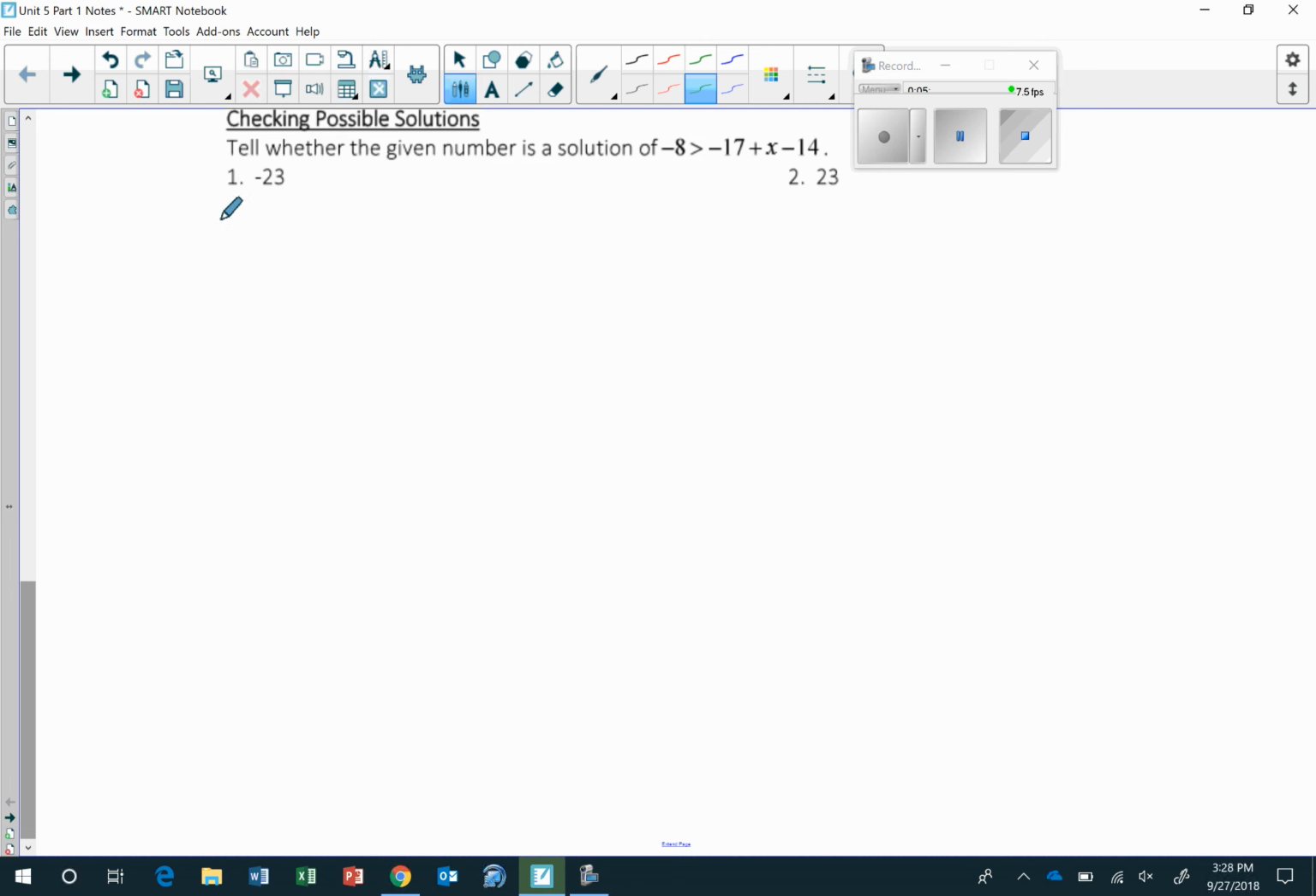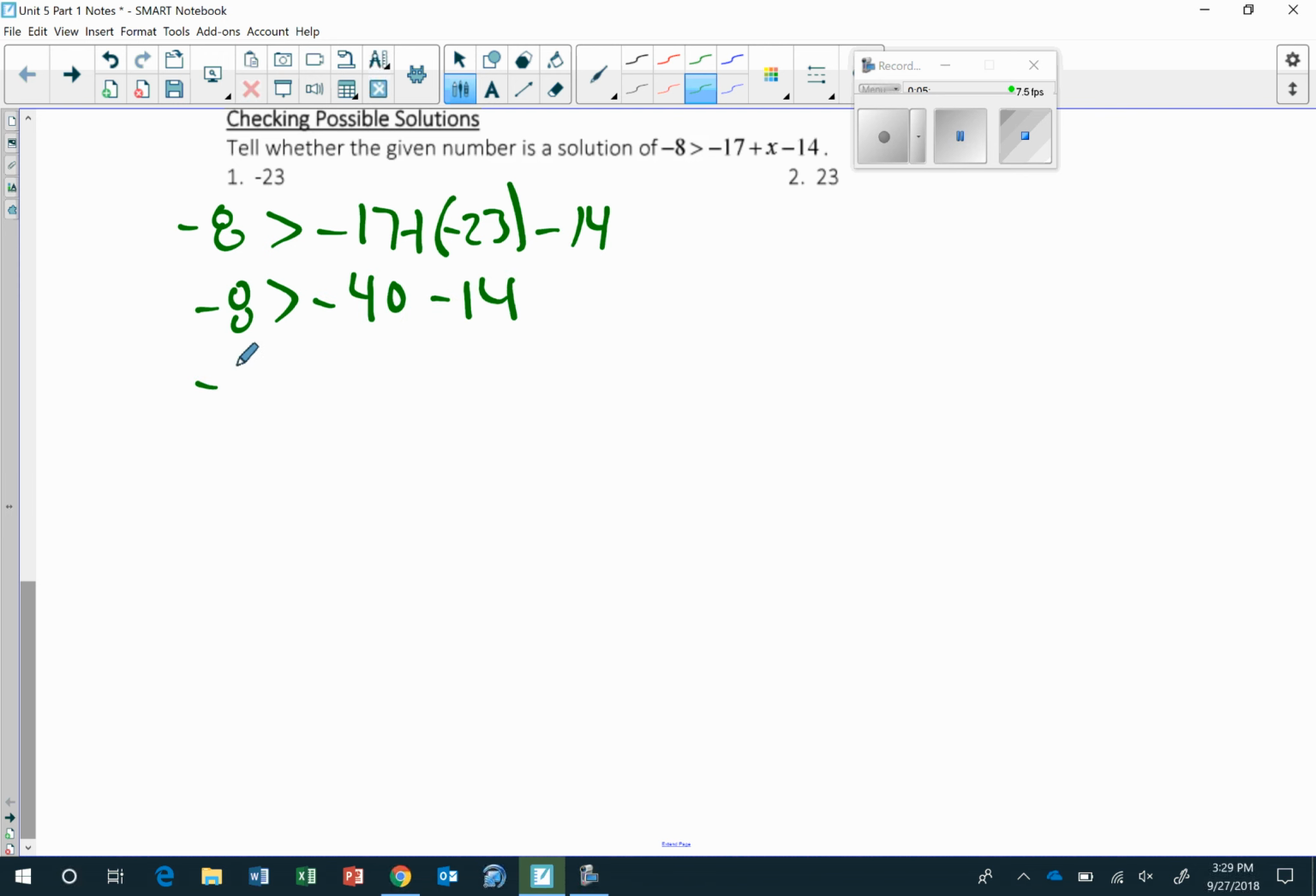So checking the solution means that I'm going to go ahead and rewrite my inequality and just plug in negative 23 for x. So when I work this out, I'll get negative 8 is greater than negative 17 plus negative 23 is negative 40, minus 14. Negative 40 minus 14 is negative 54. So I've done working it out.